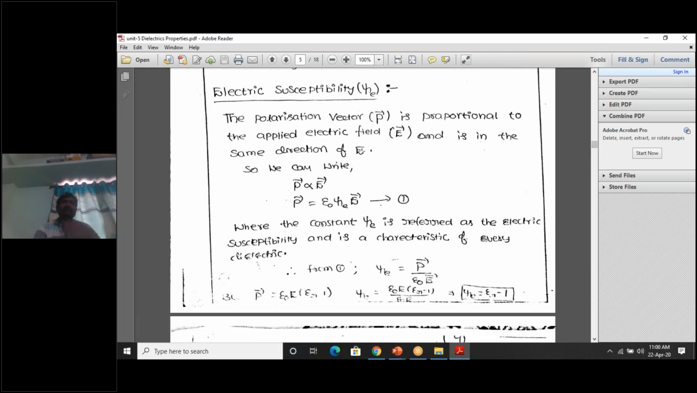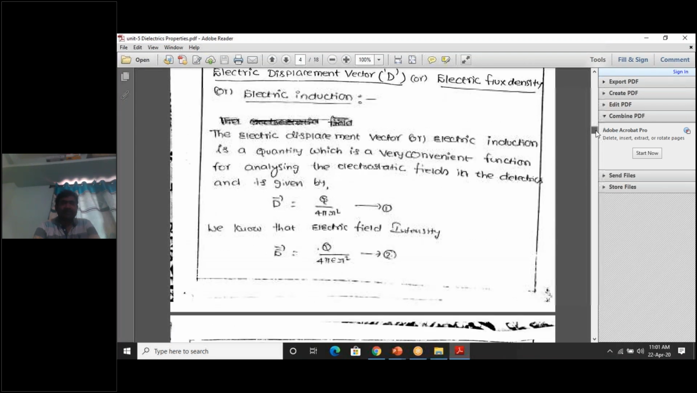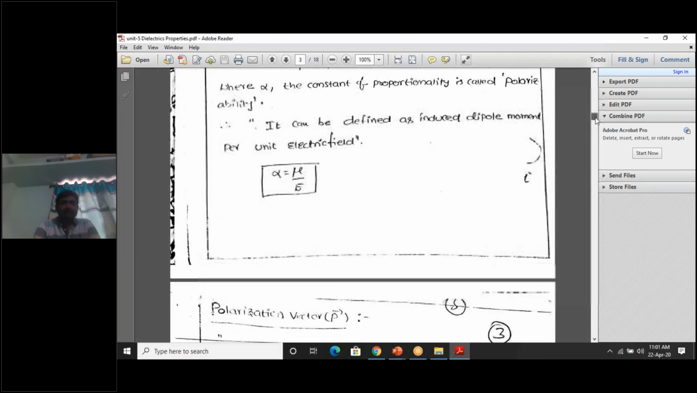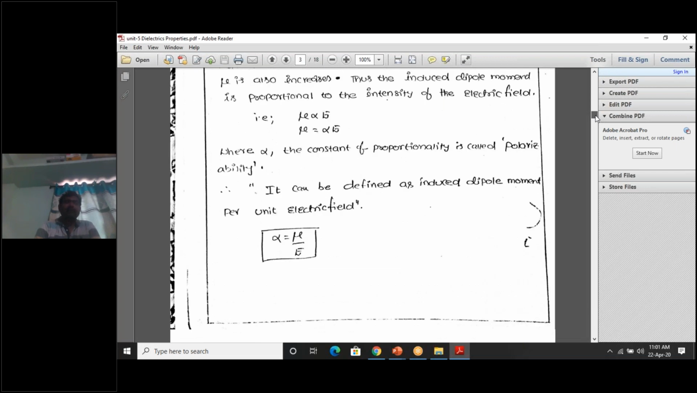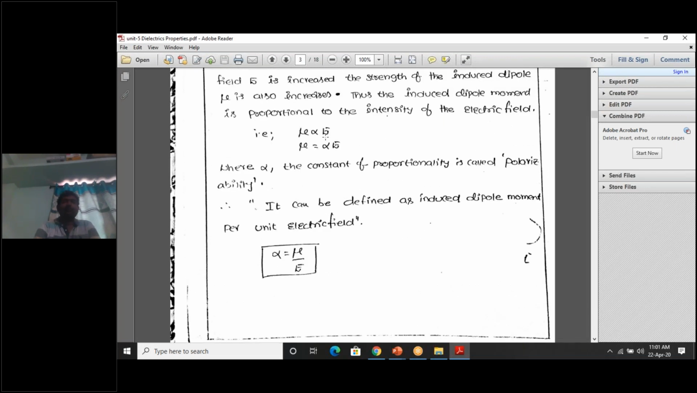What is electric susceptibility? P bar is directly proportional to E bar. So what is P bar? P bar is the polarization vector, directly proportional to the applied electric field. Sir, previously you said that mu is directly proportional to E bar. Yes. If you go back to polarizability, yes, here I stated that mu is directly proportional to E.